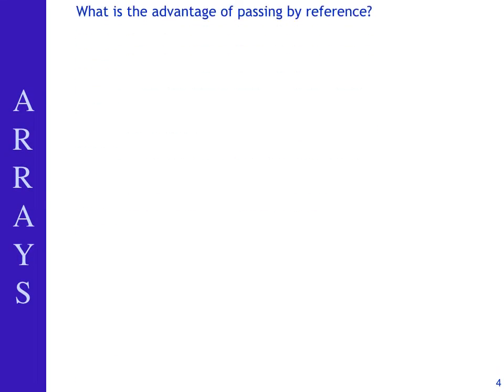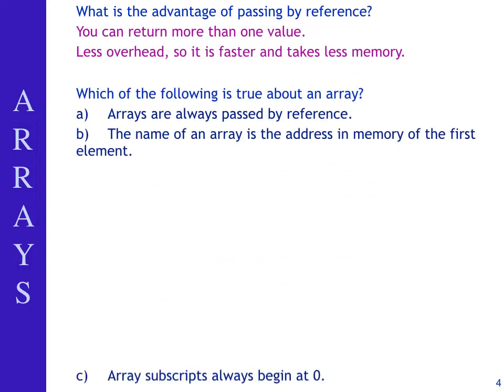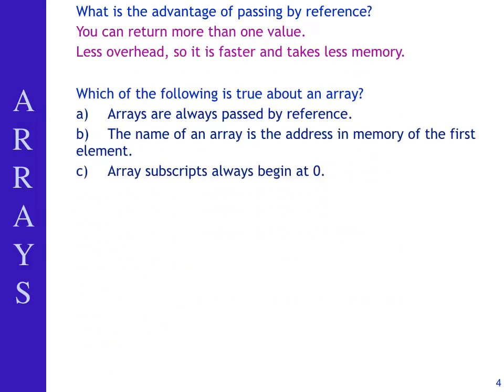Let's continue the review on the arrays. What is the advantage of passing by reference? We just discussed this in the previous presentation on functions. We can return more than one value because we use the parameters by reference to return values. It's less overhead, faster, and takes less memory.